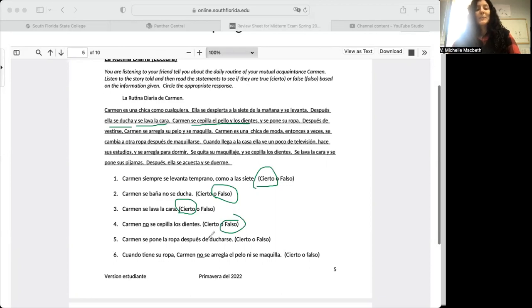Carmen se pone la ropa después de ducharse, ¿no? So yeah, she fixes her hair, she puts on her clothes, sometimes she puts on other clothes. So yeah, she's putting on her clothes. Cuando tiene su ropa, Carmen no se arregla el pelo ni se maquilla. So she's not fixing her hair. But this says that she does fix her hair and she does put on makeup. So that has to be false.